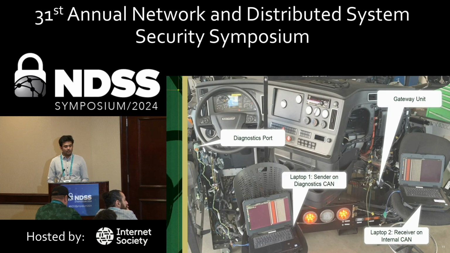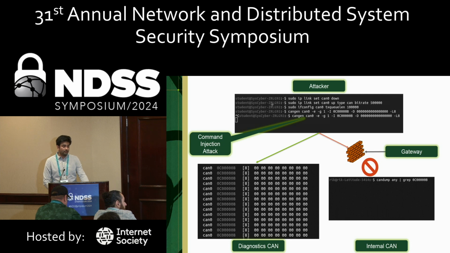So this is our testing setup which we had on the Freightliner test bench, and as you can see, we tested it with a receiver on the internal CAN and a sender on the diagnostic CAN, and there was a gateway obviously trying to block out messages. Some of our observations were that normal command injection messages, as you can see on top with the attacker sending TSC1 messages, did not go through into the internal CAN network. They were actually blocked out by the gateway.